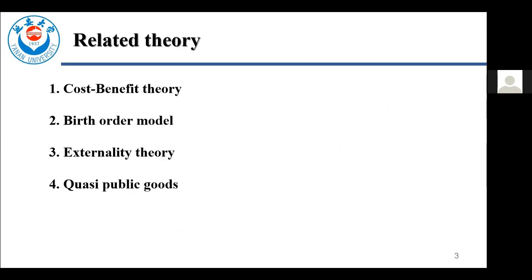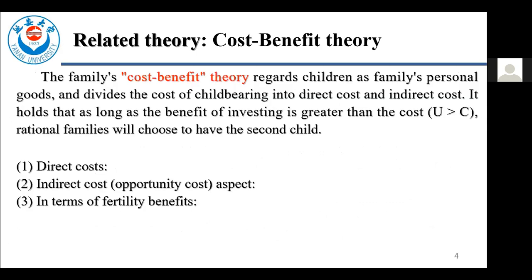So here we list 4 related theories. The family's cost-benefit theory divides the cost of childbearing into direct cost and indirect cost. And it holds that as long as the benefit is greater than the cost, rational families will choose to have the second child.